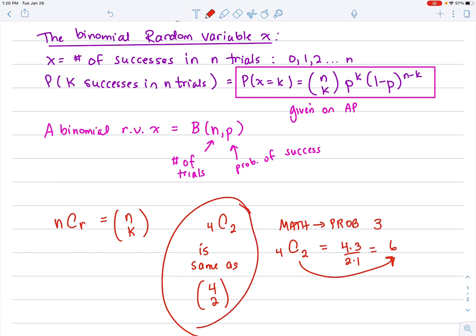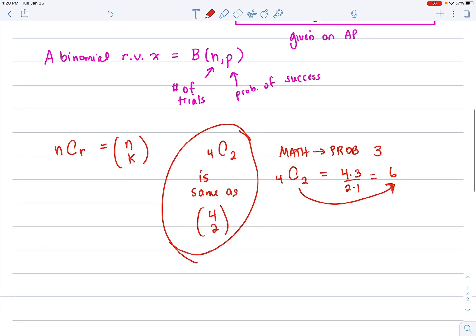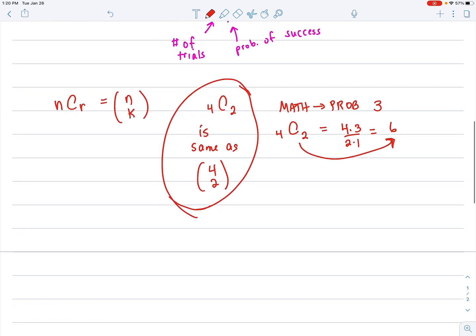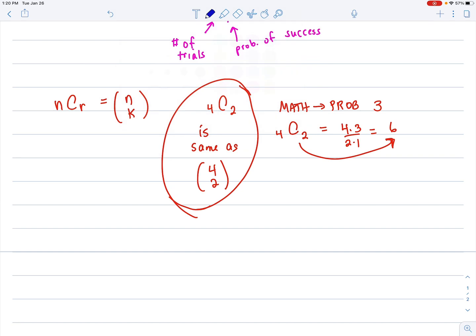So 4C2 is how it looks in the calculator, but 4-2 in parentheses is how it looks in the formula. So those are the same thing. And you get it by doing Math Probability 3 on your calculator. All right, so I'll go over that again when we have to use it.